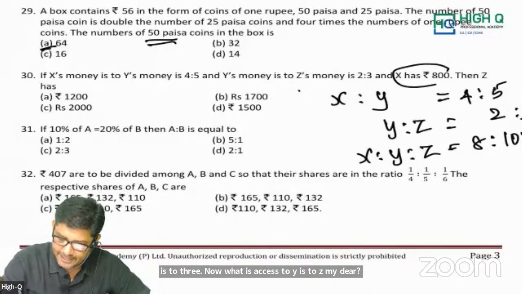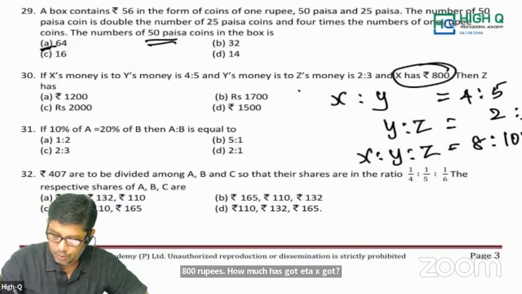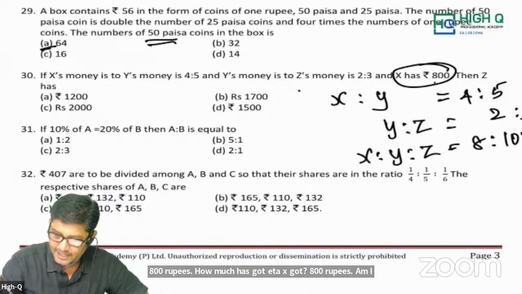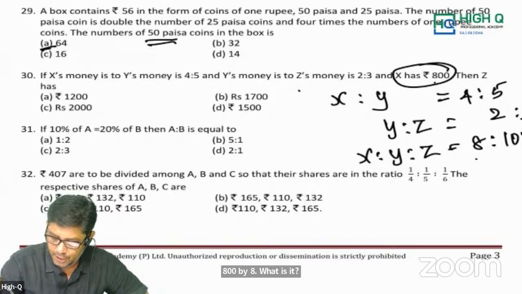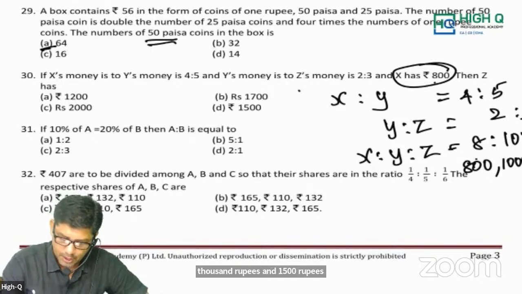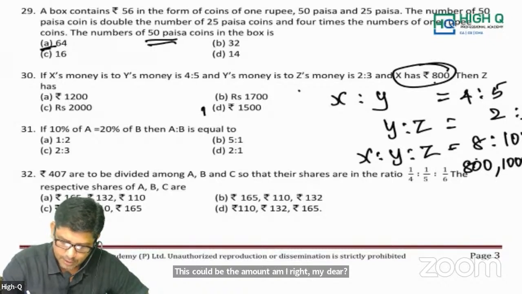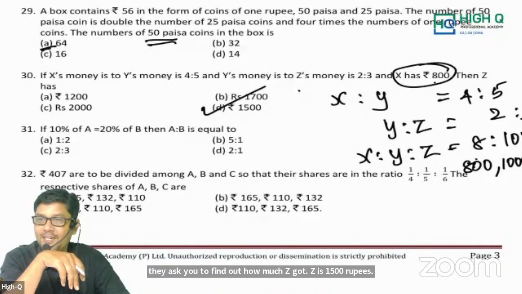How much has X got? 800 rupees. Am I right, my dear? So the common multiple is going to be 800 by 8. What is it? 100. Common multiple is 100. So therefore, this is 800, 1000 rupees and 1500 rupees. This could be the amount. Am I right, my dear? So they ask you to find out how much Z got. Z is 1500 rupees.